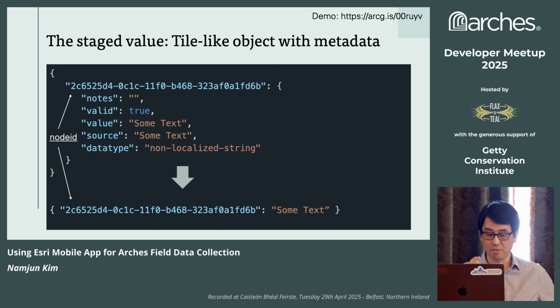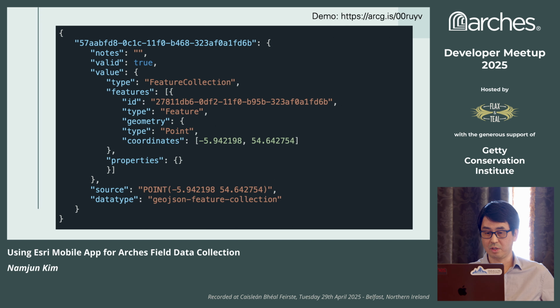So here's an example of the staged value. This JSON has only one node, but it represents basically the tile ID. So that's a little bit more complicated one. This is a GeoJSON data type. And so if you can create this tile-like object, then you can stage it. Arches, not me, but Arches, can do the rest of the ETL.